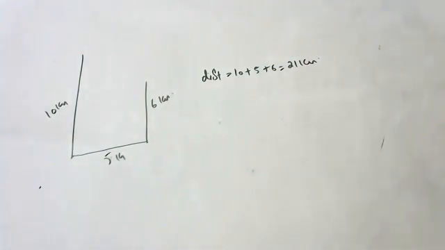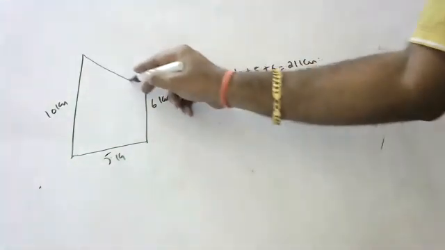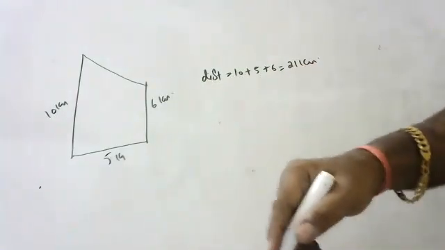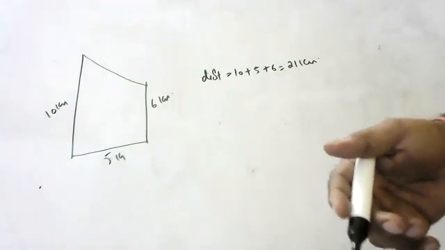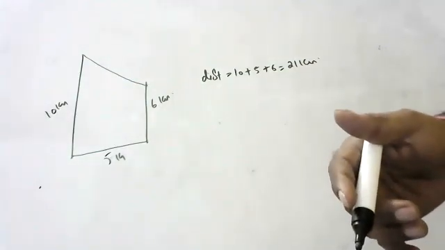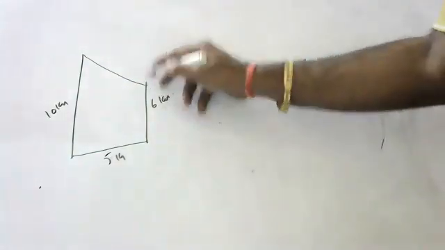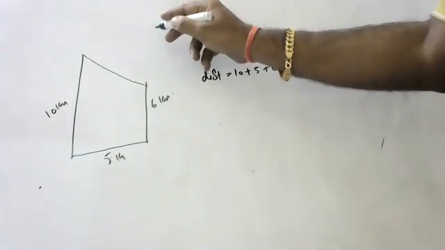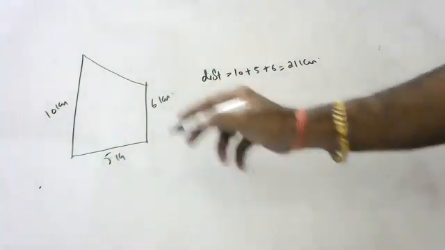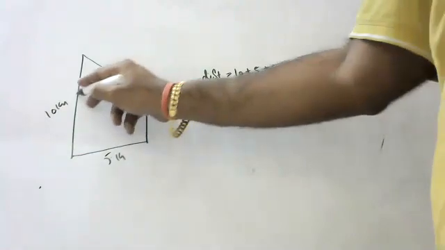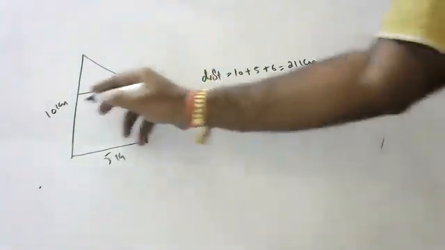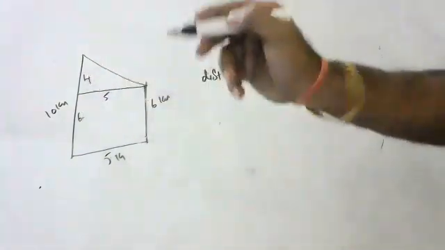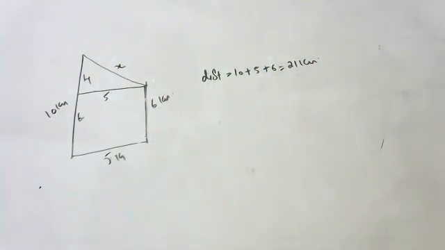We need to join those 2 points and make a trapezium, sir. Then we need to extend 6, towards 10, like this. Yes, very good. If this is 5, that is 5. If this is 6, this is 6. That is also 6. Then this is 4. Yes. Then we can find it.